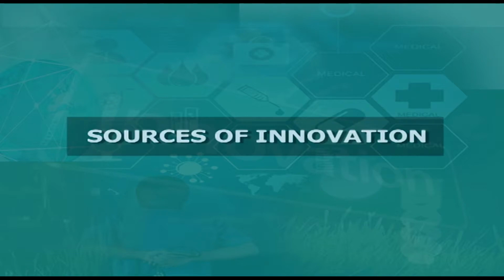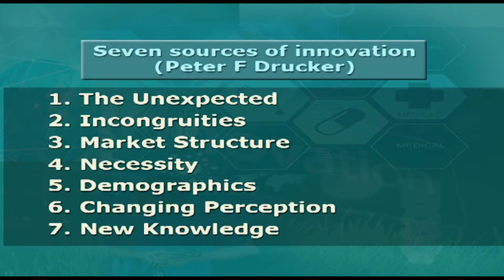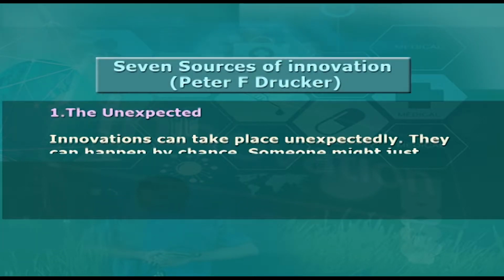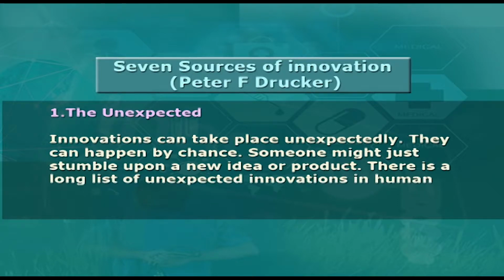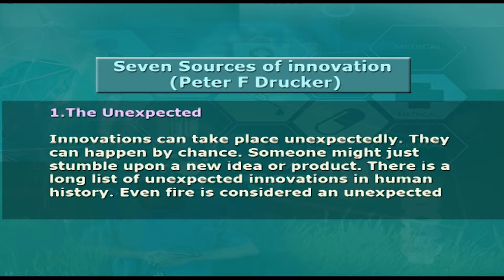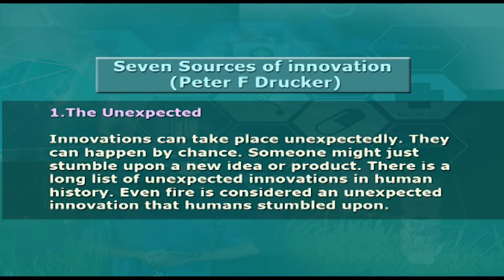Now, let us understand sources of innovation. According to Peter F. Drucker, there are 7 sources of innovation. First, the unexpected. Friends, innovations can take place unexpectedly. They can happen by chance. Someone might just stumble upon a new idea or product. There is a long list of unexpected innovations in human history. Even fire is considered an unexpected innovation that humans stumbled upon. Another example is dynamite. However, an interesting thing to note is that several important innovations in our history have happened unexpectedly. Many times, while scientists are looking for something, they stumble upon something else.